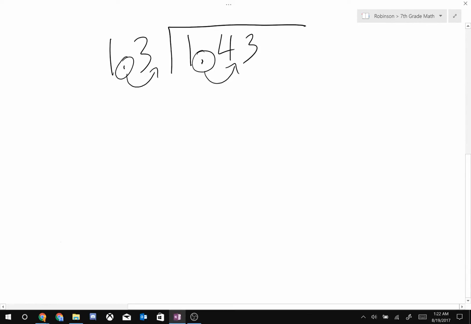Now I'll rewrite my problem. It now says 13 into 14.3. Okay? We just moved each decimal over. I'm not writing this decimal. I could, but I'm not going to because now I have a whole number. So why do I really need to write that, right? Now, the decimal inside is just going to go straight up and go right there. That's where it's going to go.